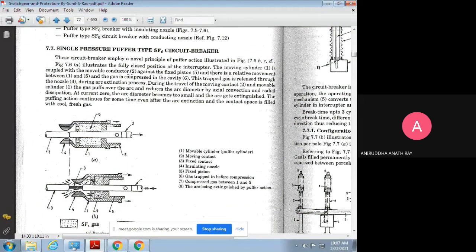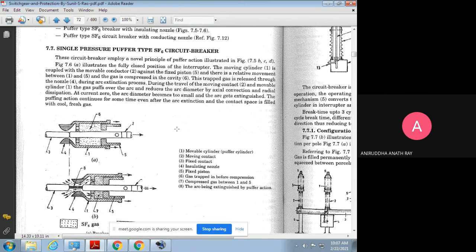During the travel of the moving contact, that is 2, you can see this is the moving contact, and this is the fixed contact. The fixed contact is fixed and the moving contact moves. Again, this trapped gas is released through the nozzle during the arc extinction process. During the travel of the moving contact and the movable cylinder, the gas puffs over the arc and reduces the arc diameter by axial convection.